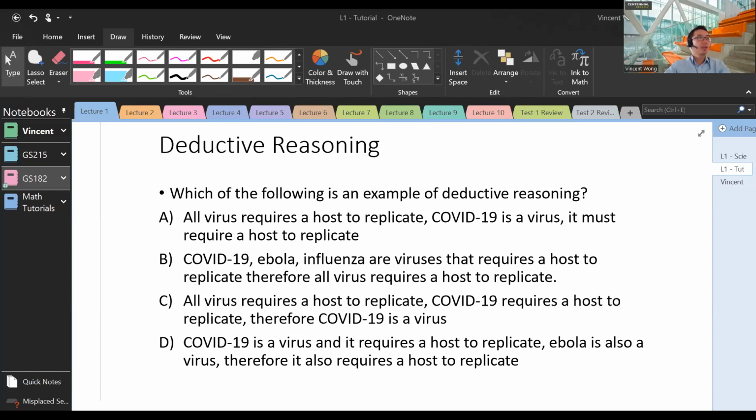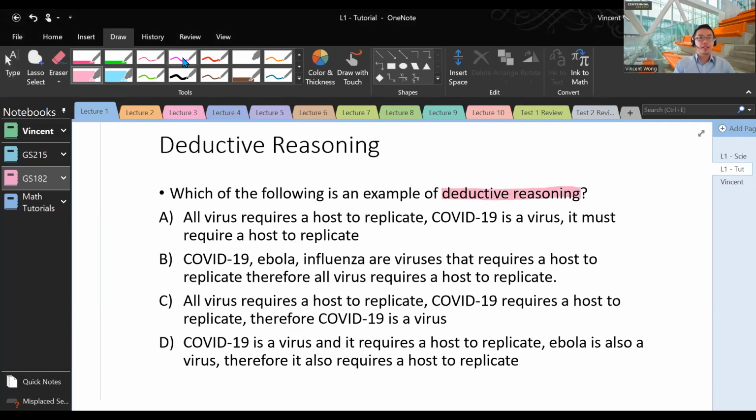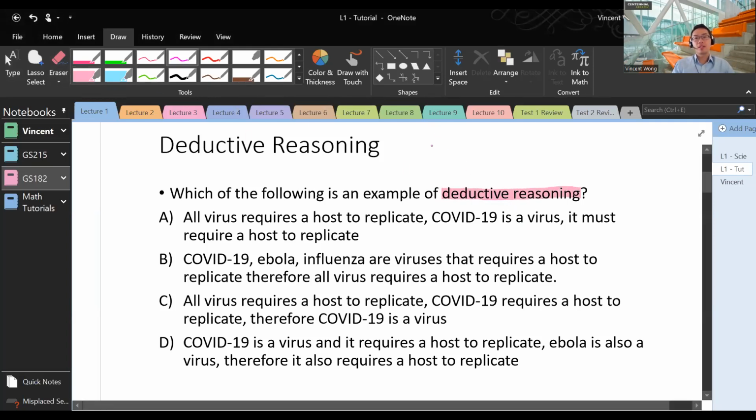All right, let's end the poll. Most of you have answered. Here is the poll result. Most of you chose B or C. So let's take this up, right? The question asks for an example of deductive reasoning. So you should know deductive means going from general to specific, right? Okay, so let's take a look at the first one.